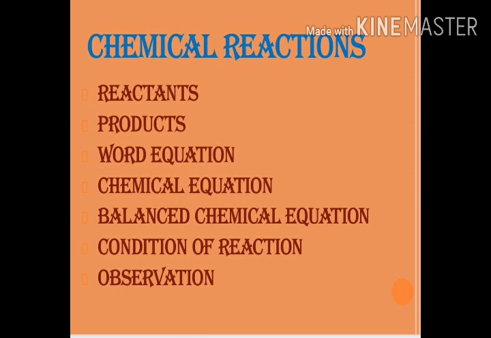Here I have taken up a few specific chemical reactions. We study the reactant, the product, and the word equation we write for that chemical reaction. Then we write down a balanced chemical equation, the conditions under which the chemical reaction has taken place, and what we observe.